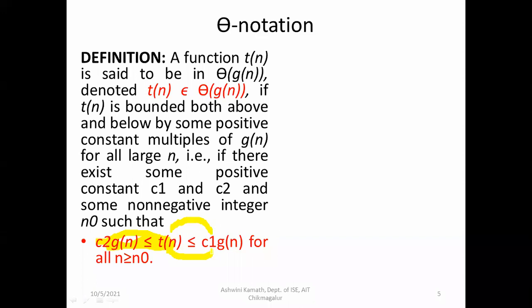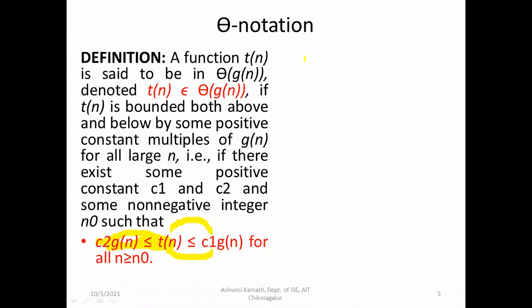Theta notation includes both. Usually in the informal definition, we say that it is equal to: T of n is having equal order of growth when compared to G of n. It is both bounded above and below by some positive constant. So usually it is called as equal to. I hope you are getting it.